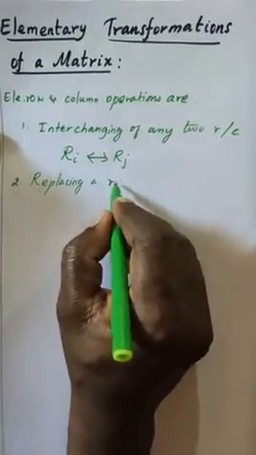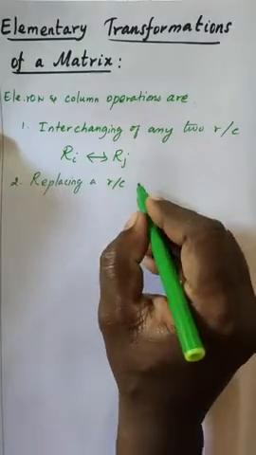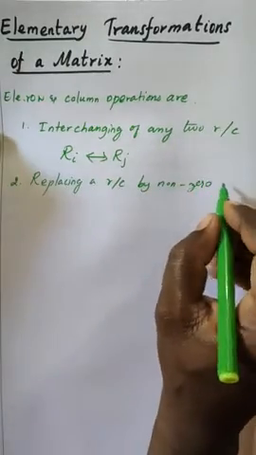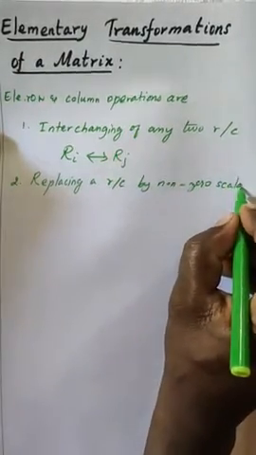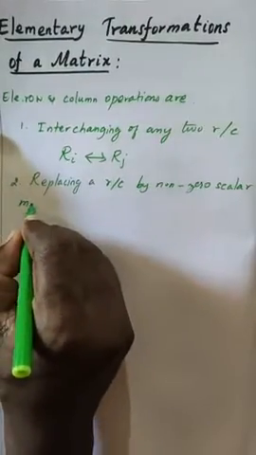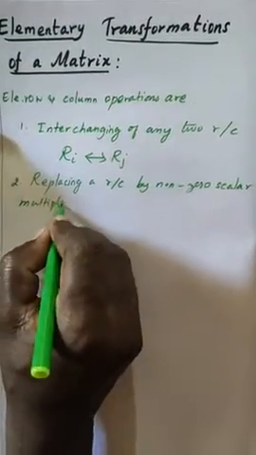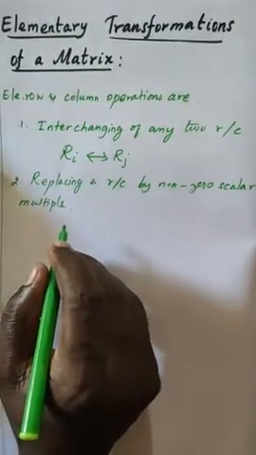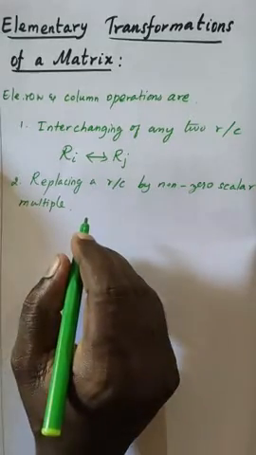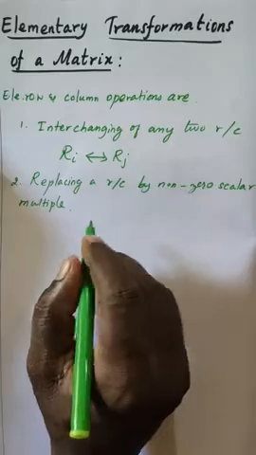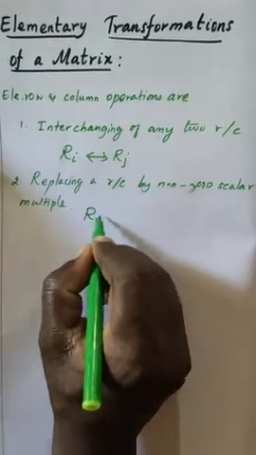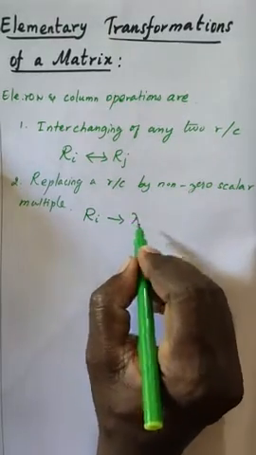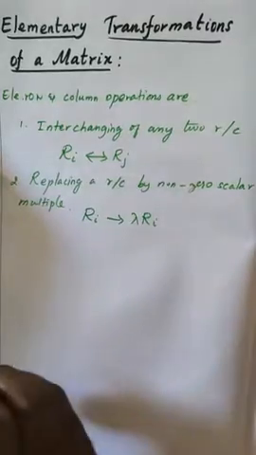The second one is replacing a row or column of the matrix by a non-zero scalar multiple. The multiplication of each element of ith row by a non-zero scalar lambda is denoted by the ith row replaced by a non-zero scalar multiple lambda is lambda Ri.